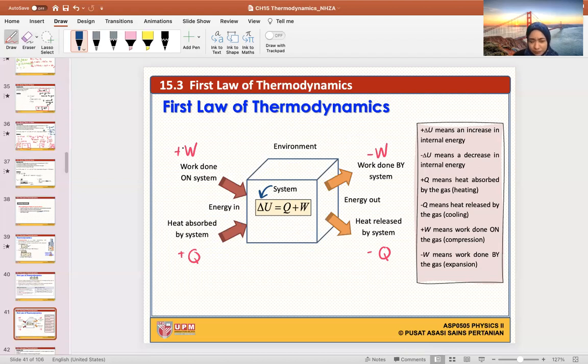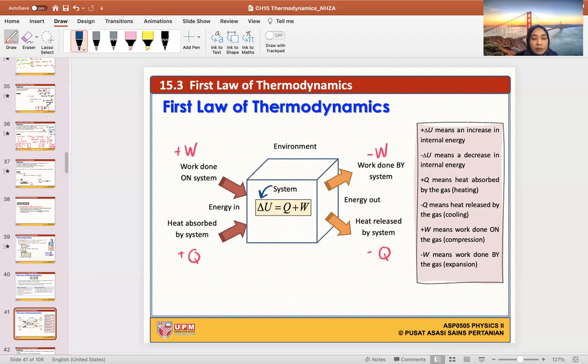Okay, so work done on system, positive W. I don't want to explain more yet. We haven't covered isobaric yet. So positive W means work done on the system. Negative W means work done by the system. We will learn what it means by work done on the system, and what it means by work done by the system.